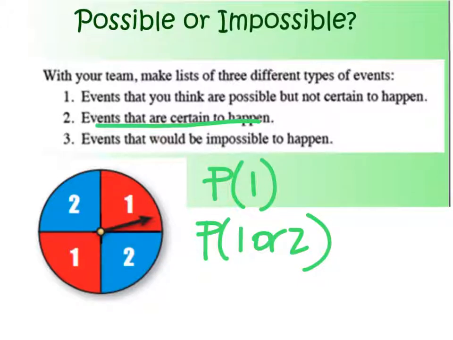What about an event that would be impossible to happen? I could say, what's the probability of getting a 3? That's impossible because there's not even a 3 on this spinner.